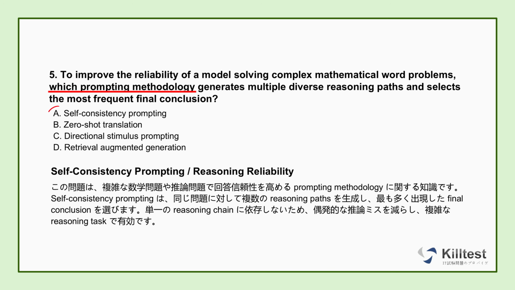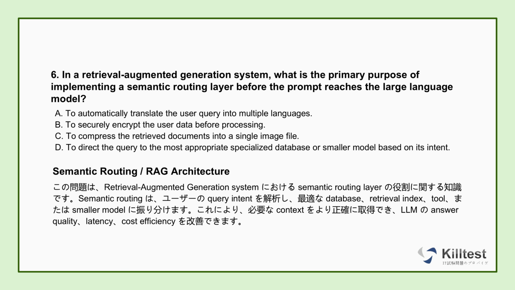Exactly. And if you want to optimize getting the right information to the model in the first place, well, you need routing. Which brings us to question 6. In a retrieval augmented generation system, what is the primary purpose of implementing a semantic routing layer before the prompt reaches the large language model? The correct answer is D.